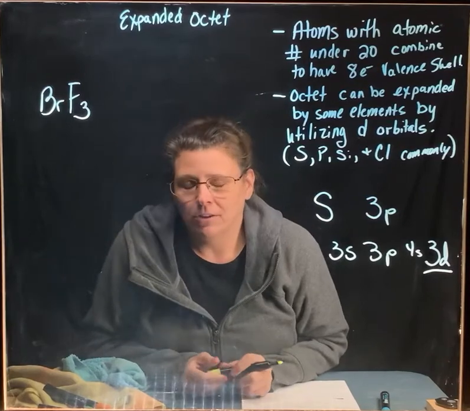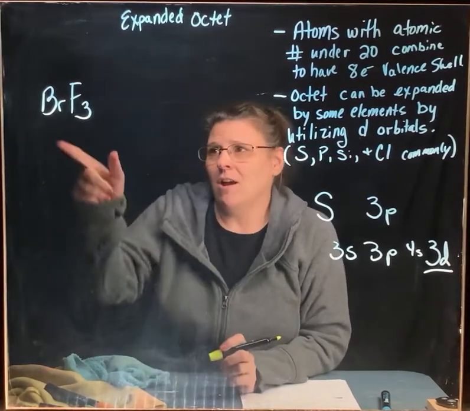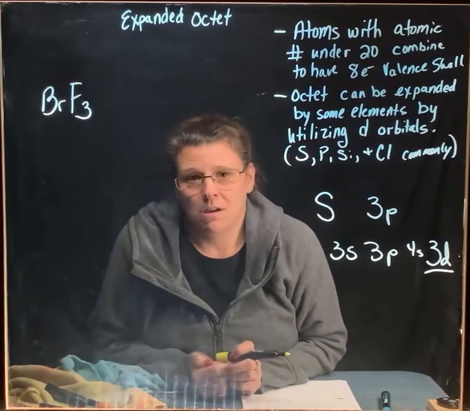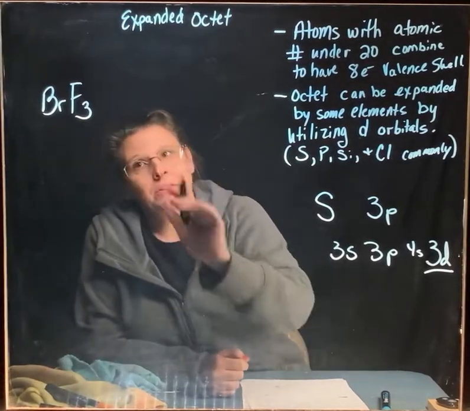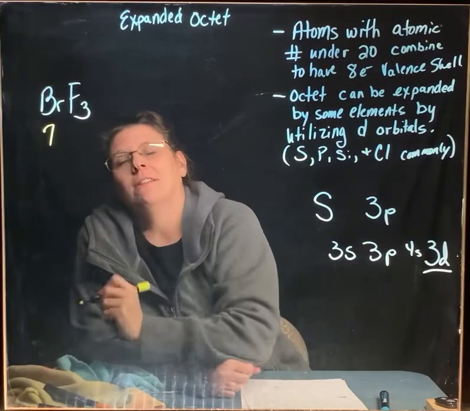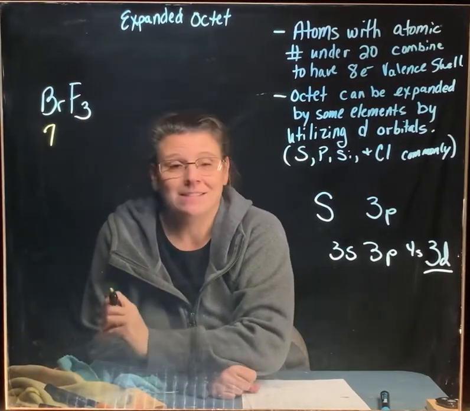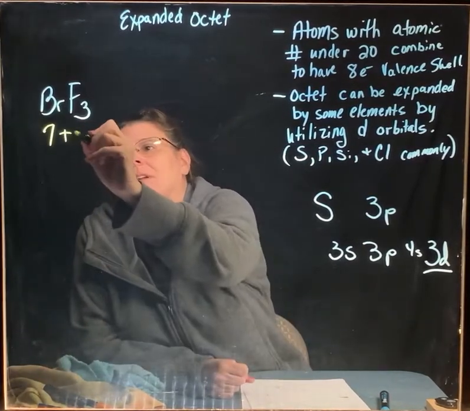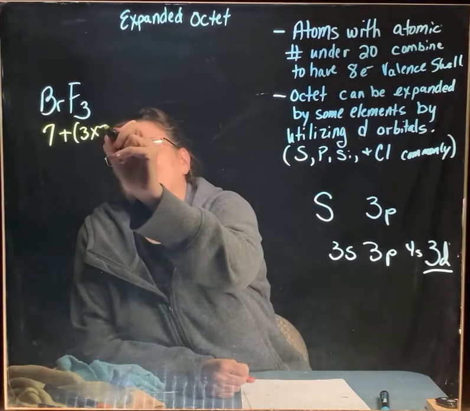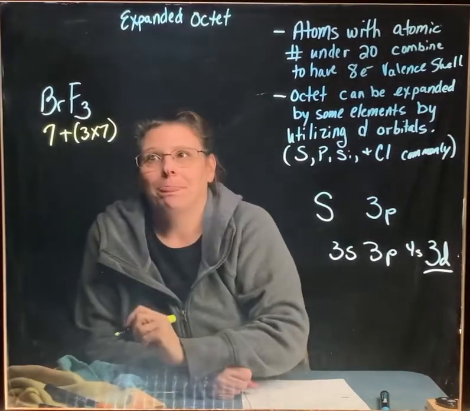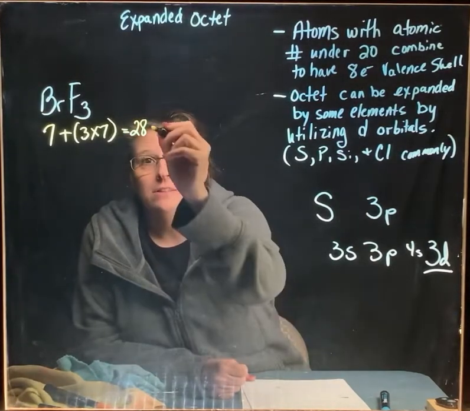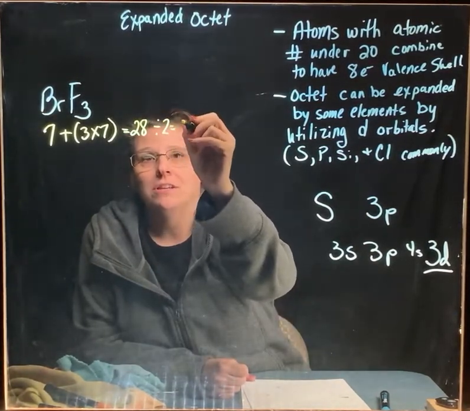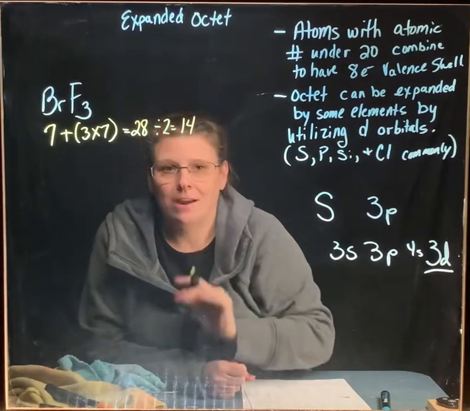Now, if you're going to try to cheat the system and think, oh, I can do this one, it's just Br, 3 attached to it, blah, blah, blah. No. You got to remember to do this. This bromine has 7 valence electrons plus 3 times 7 for fluorine. Okay, which equals 28 electrons divided by 2 gives us 14 pairs of electrons.